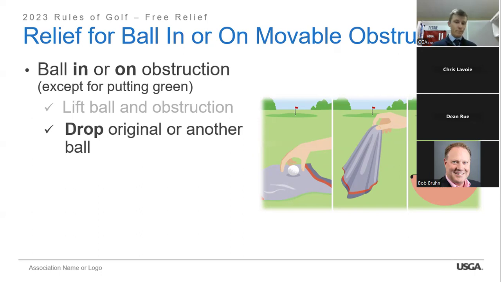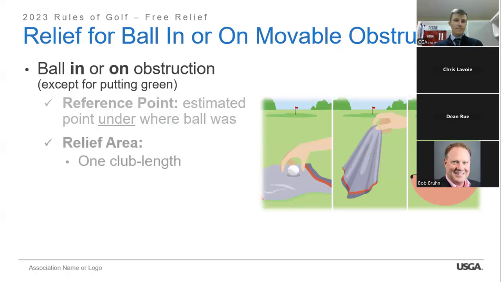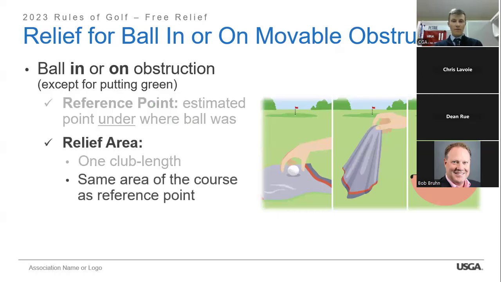So, again, another example I had last summer was sitting in my cart by the green and hearing a shout of "fore," and all of a sudden there's a golf ball in my cart. How do we proceed? It's on a movable obstruction. We're just going to pick up the ball, move the golf cart, and then put the ball back down directly under where that ball was. And like I said, one club length, same area of the course, and not nearer to the hole.